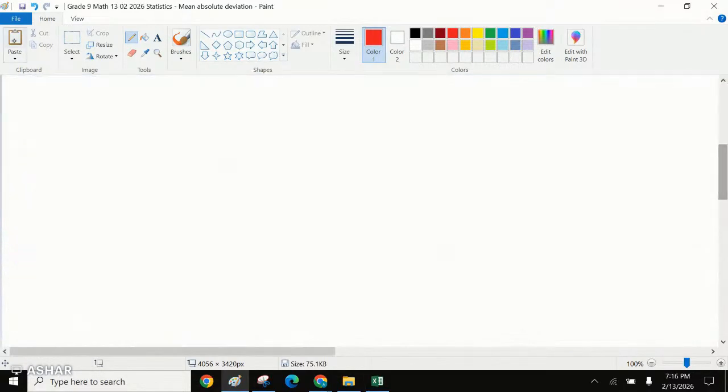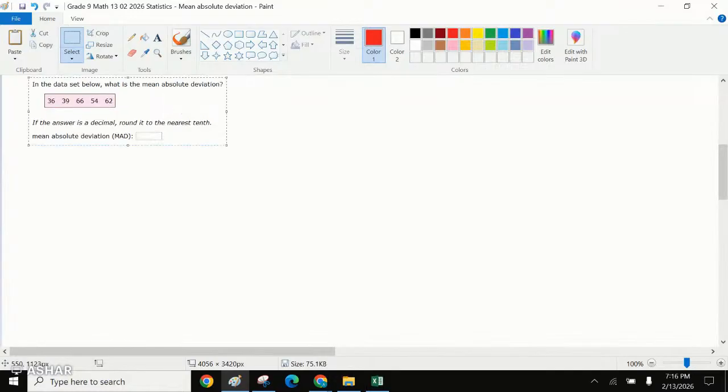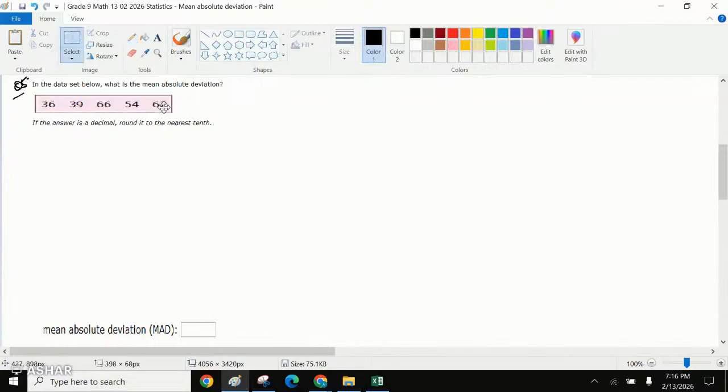In order to find the mean absolute deviation, let's say if we had to find the mean, this is our question number 5. These are the values that have been provided to us. Okay, the first thing we do is we find the mean. The mean is the average. So we find the mean. This is also known, the x bar is written as mean.